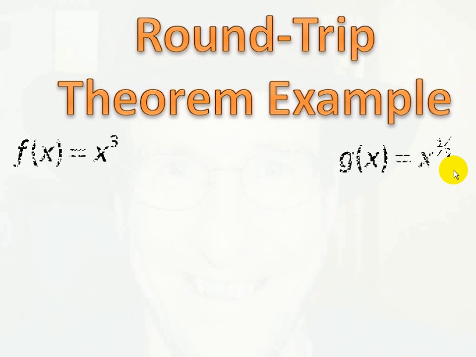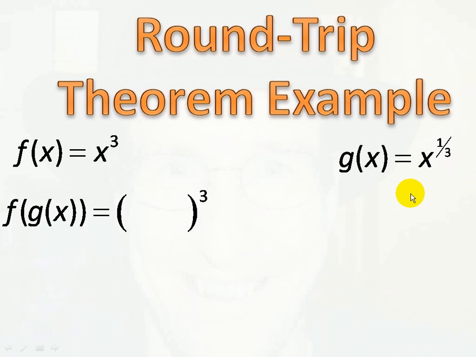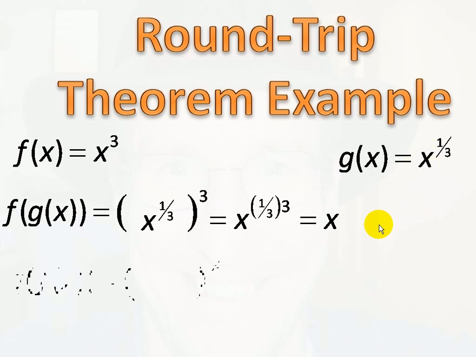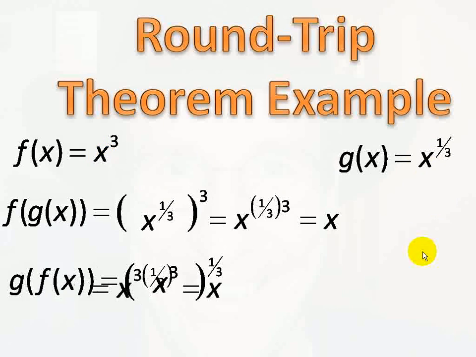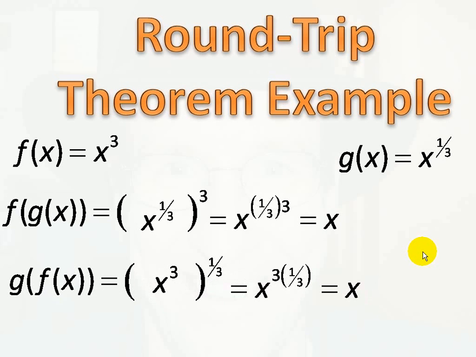Now let's illustrate the round-trip theorem. Here we have f of x equals x cubed and g of x equals x to the 1/3. Now, let's go ahead and calculate f of g of x. And of course, we're going to take something and cube it. And what we're going to take is g of x. Now, using our exponent rules, we have x to the 1/3 times 3, which equals x. Now we go the other way. g of f of x equals blank to the 1/3, so that we put in the x cubed, and that also turns out to be x. So this is an illustration of this round-trip theorem.